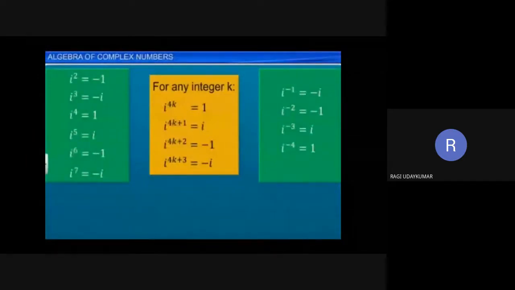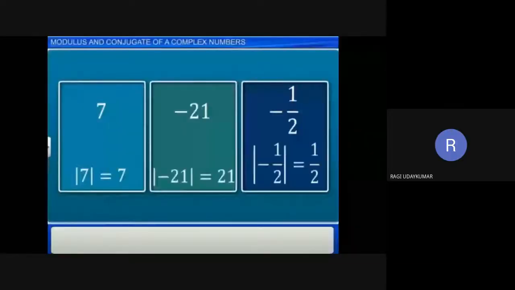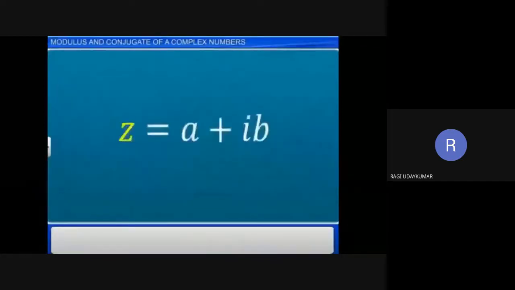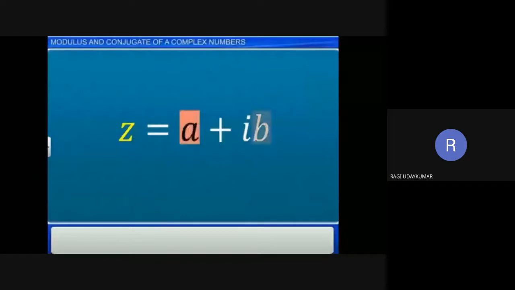Okay. Next, let us see what is meant by modulus and conjugate of complex numbers. This is also a very important topic in complex numbers. So what is meant by modulus and conjugate of a complex number? What is meant by modulus? The modulus of 7 is 7. The modulus of numbers, whenever you take. But in the case of a complex number Z, its modulus is defined separately.